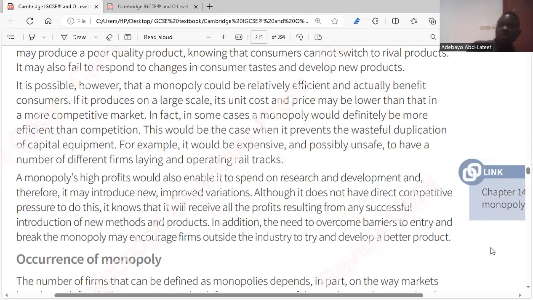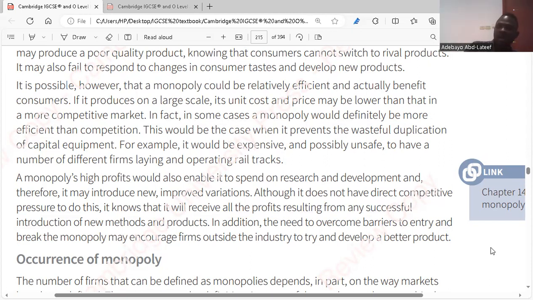In the other way around, a monopoly could be efficient. And if it is efficient, it will be able to sell at a lower price to consumers, because it is going to operate on a large scale. So because a monopoly operates on a large scale, it is easier for it to enjoy economies of scale, making its average cost of production fall drastically. That means a monopoly could sell at affordable prices and produce quality products even better than in a competitive market, because in a competitive market, the scale of production cannot be as large as that of a monopoly.